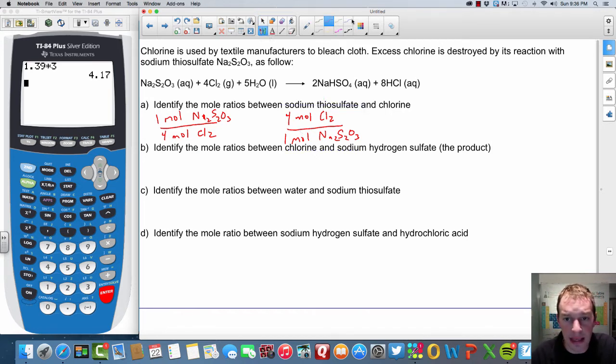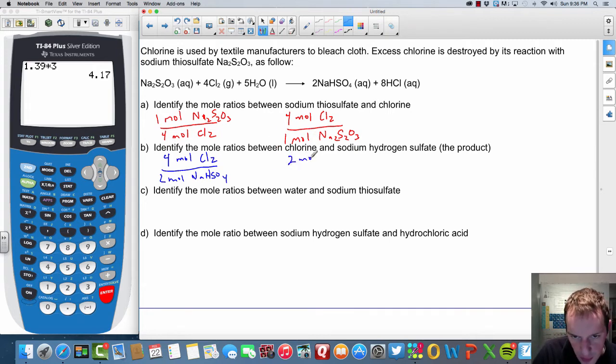Let's take a look at letter B. Okay. Letter B, identify the mole ratios between chlorine and sodium hydrogen sulfate, the product. Well, we can see that for every 4 moles of Cl2, there are going to be 2 moles of sodium hydrogen sulfate, NaHSO4. But also, for every 2 moles of NaHSO4, there are going to be 4 moles of Cl2. Again, this is an interchangeable ratio.